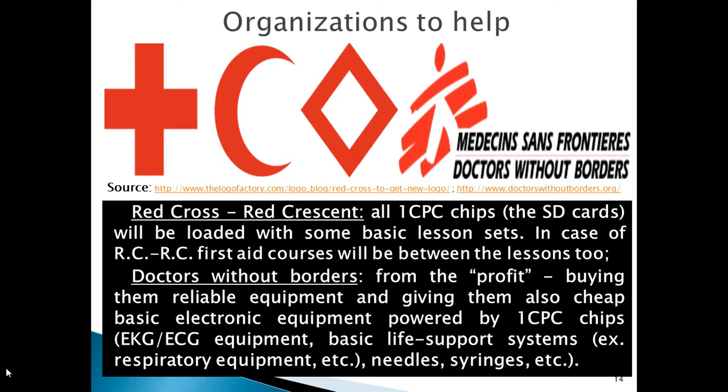Organizations to help: Red Cross, Red Crescent. All 1CPC chips, the SD cards, will be loaded with some basic lesson sets. In case of Red Cross, Red Crescent, the first 8 courses will be among the lessons too. Doctors Without Borders: from the profit, buying them reliable equipment and giving them also cheap basic electronic equipment powered by the 1CPC chip. For example, EKG equipment, basic life support systems like respiratory equipment, or any needles, syringes, etc.